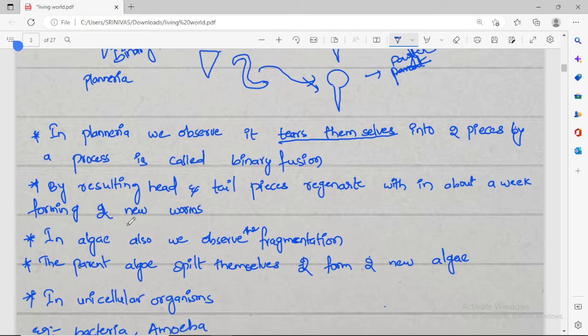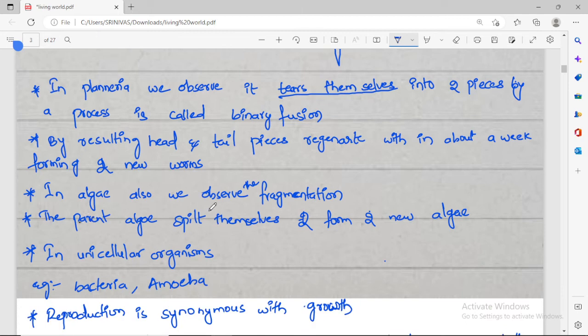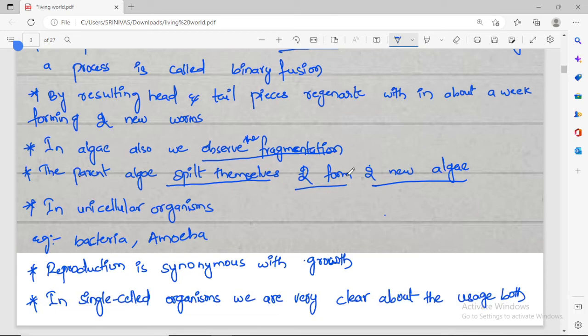Next, here we see algae. Algae are also the same. We observe fragmentation. It is also called fragmentation, binary fission, and true regeneration. In the parent algae, it splits itself or cuts or tears itself to form two new algae. This is about the reproduction process in multicellular organisms.